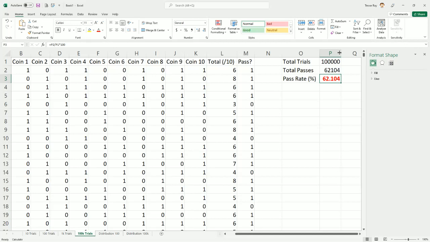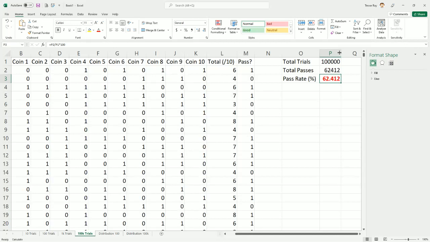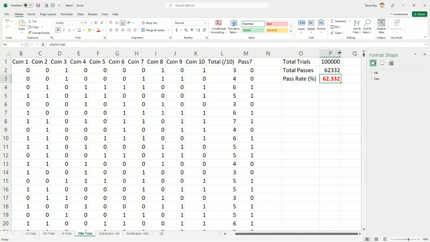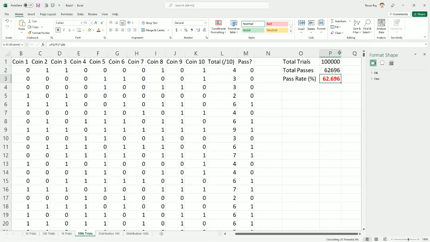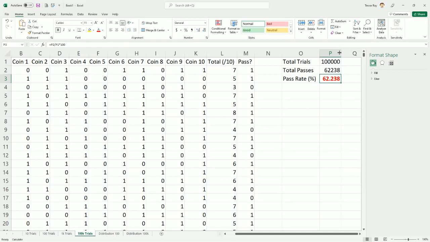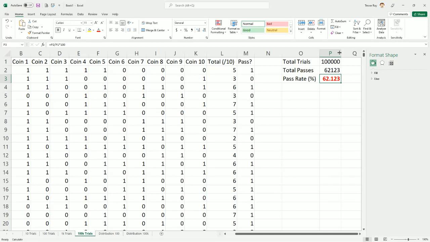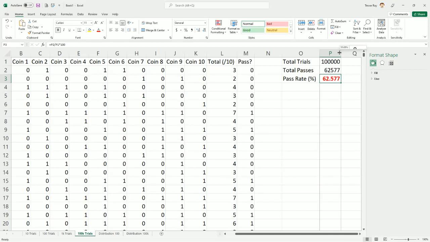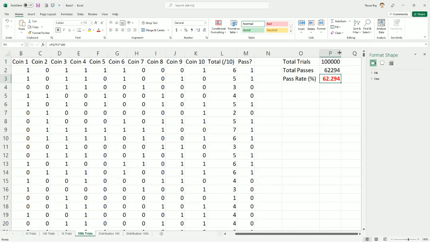Do it again, 62.104. 62.4, 62.3, 62.7 almost, 62.2, 62.1, 62.6, 62.3. Okay, so I think what you're seeing is that a lot of these numbers seem to be in the 62 point something range. I can't recall if there was one that was 61 point something, or possibly 63 point something, but mostly in the 62 range.